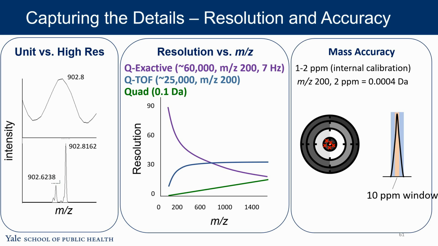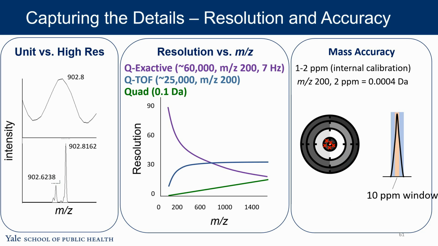Now, resolution is how well we can separate peaks. Mass accuracy, on the other hand, is how well we actually measure the mass compared to the theoretical mass. So if I know the mass is 200, and my mass accuracy is 2 ppm, I'd be off by 0.0004 Dalton. So how close are we to the actual mass that should be measured?